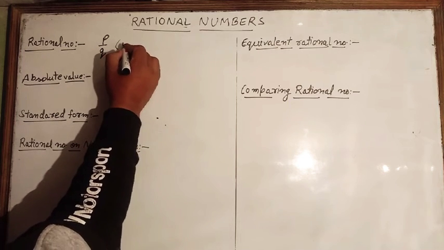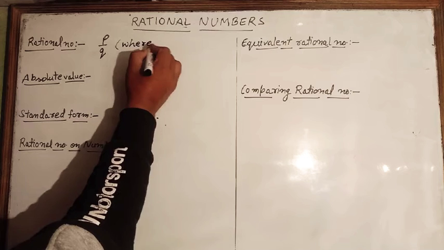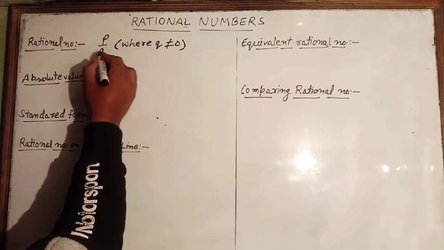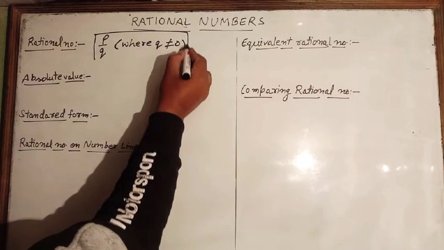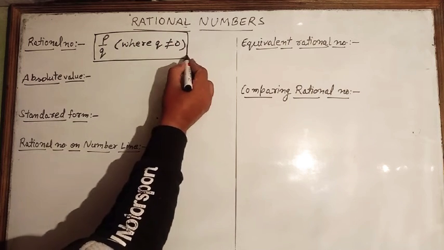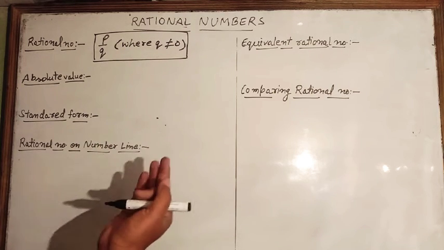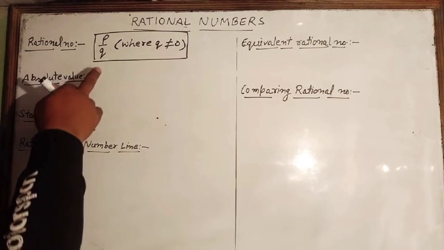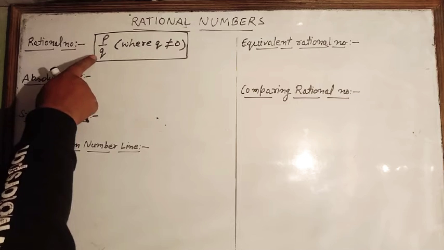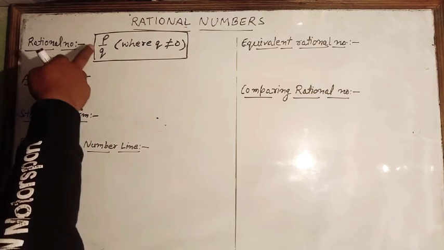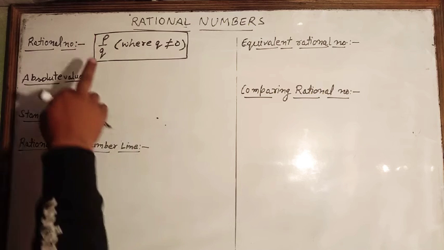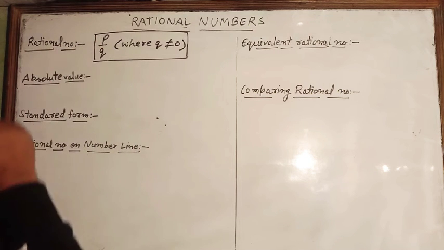And there is a condition where q is not equal to 0. This is the condition which should be followed, then only it will be a rational number, otherwise it will not be a rational number. So what I said, rational numbers are all the numbers which we can write in the form of p upon q, or fraction, where the denominator is not equal to 0. p is the numerator and q is the denominator.